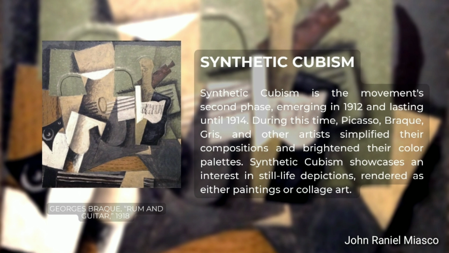This artwork entitled Rum and Guitar, 1918, by Georges Braque is an example of synthetic Cubism. Synthetic Cubism is the movement's second phase, emerging in 1912 and lasting until 1914. During this time, Picasso, Braque, Gris, and other artists simplified their compositions and brightened their color palettes. Synthetic Cubism showcased an interest in still life depictions rendered as either painting or collage art.